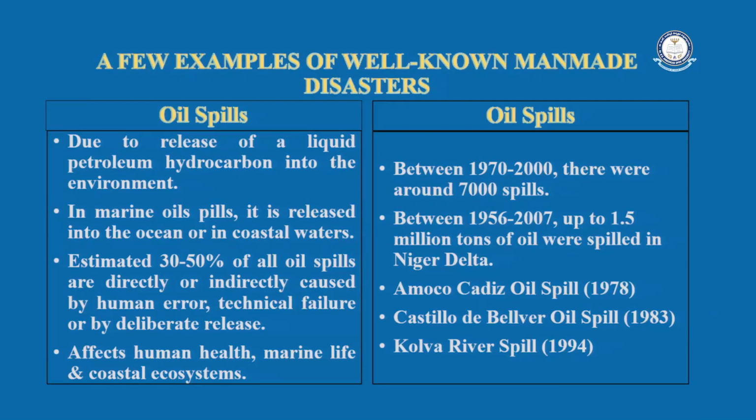In marine oil spills, oil is released into the ocean or coastal waters. It is estimated that nearly 30 to 50% of all oil spills are directly or indirectly caused by human error. Most oil spills take place because of human negligence, technical failure or deliberate release, which will affect human health, marine life as well as the coastal ecosystem.